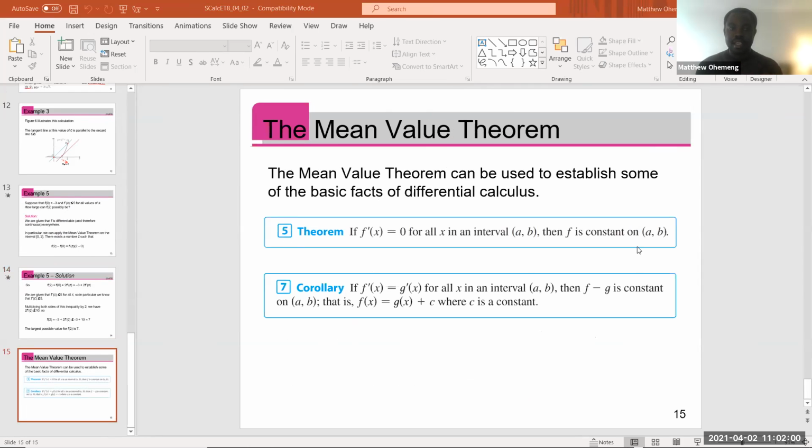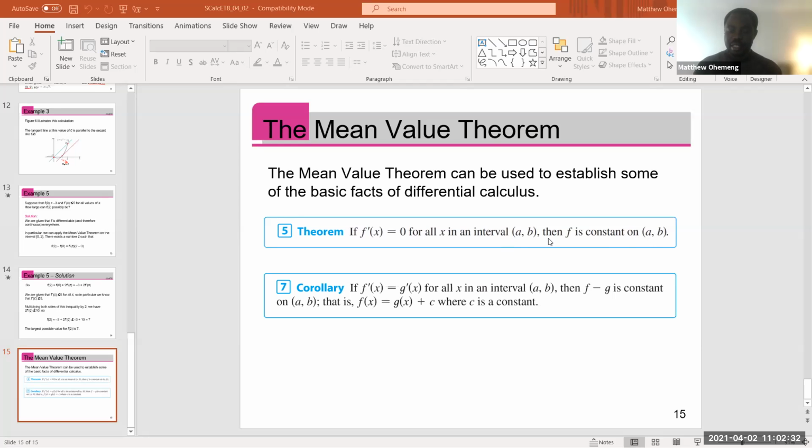And then the last slide goes as follows, and it's a theorem. The mean value theorem here establishes one of the fundamental facts of differential calculus. What it's saying is, if f prime of x is equal to 0, don't forget that this is the conclusion of Rolle's theorem, for all x in the interval a to b, then that means that the function is constant on that interval.